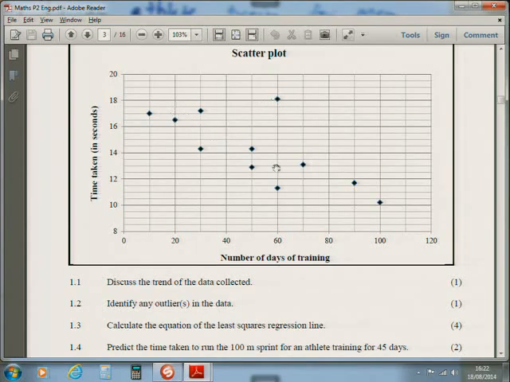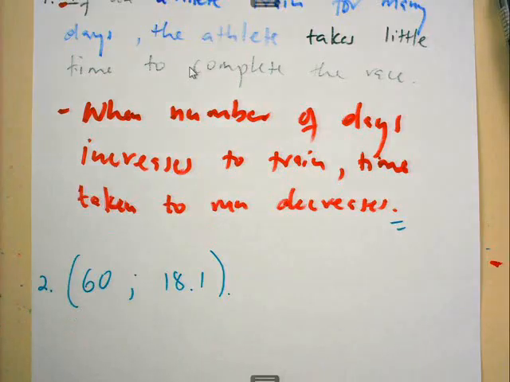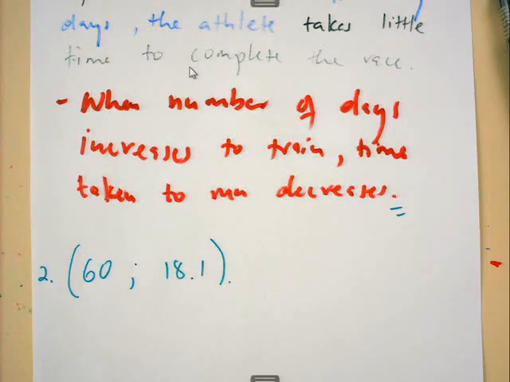When you look at this set of data, there is an outlier standing alone there. Good. Are you happy with that outlier? So you write the outlier and say that at 60 and 18.1, we have the outlier there. You write that answer there.